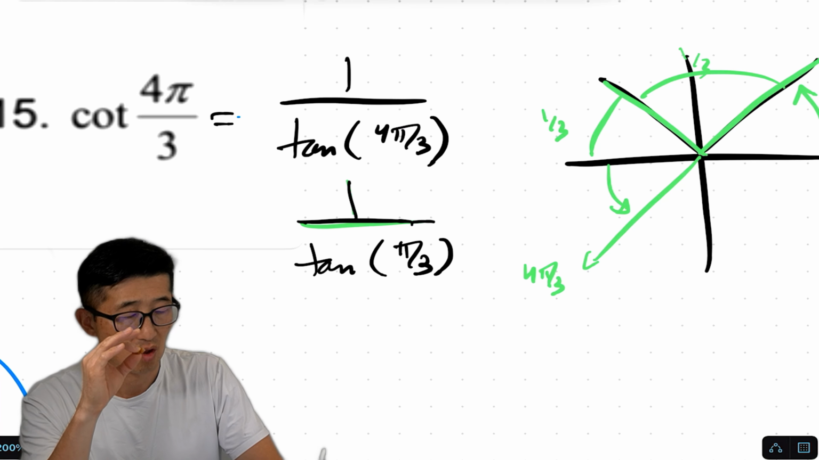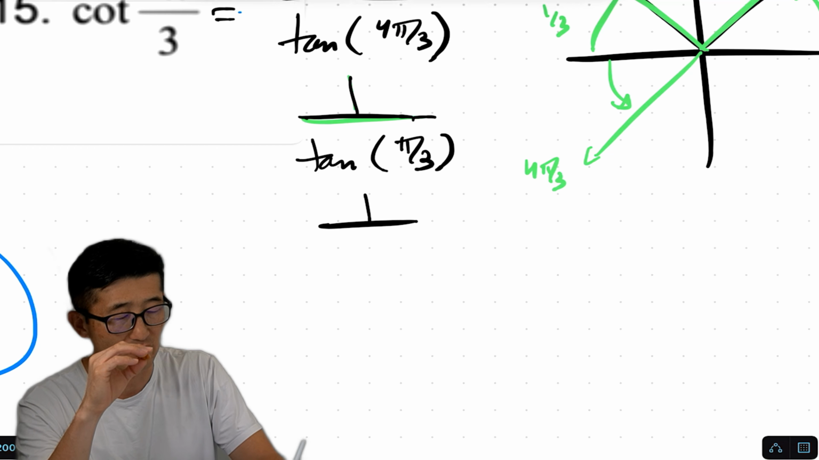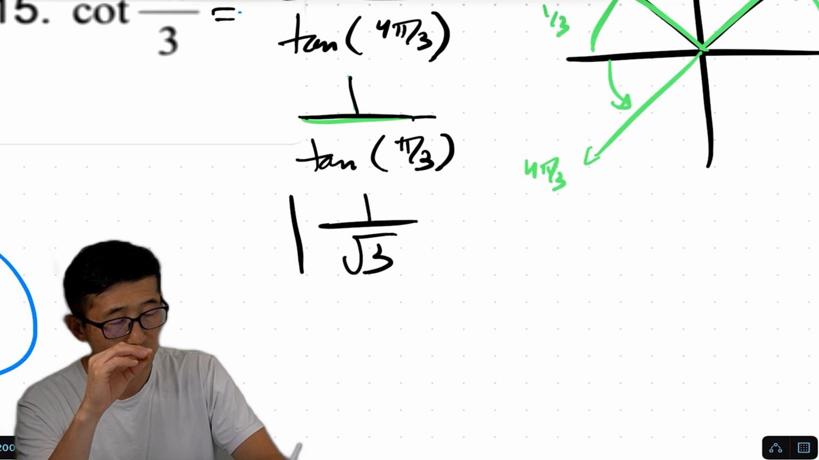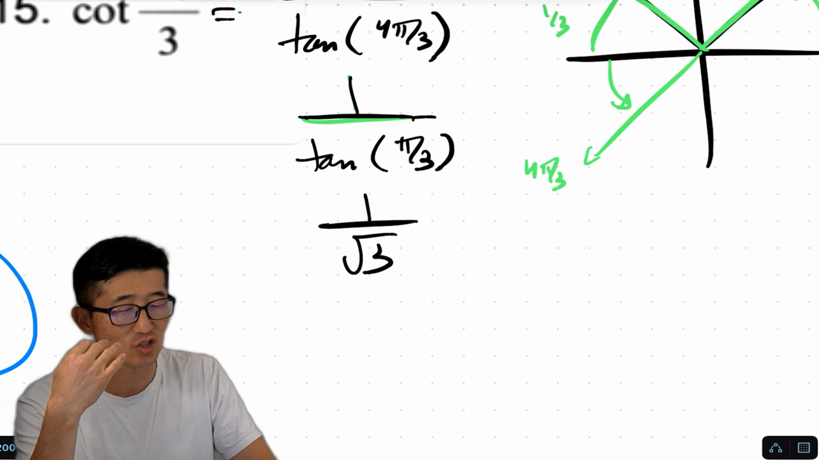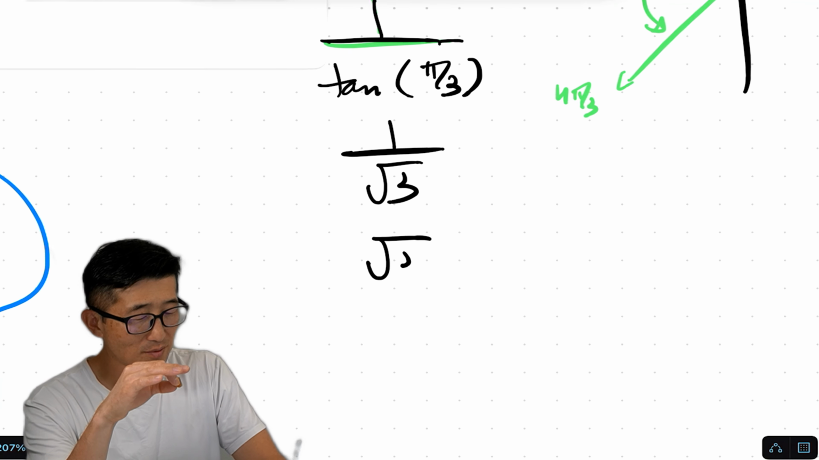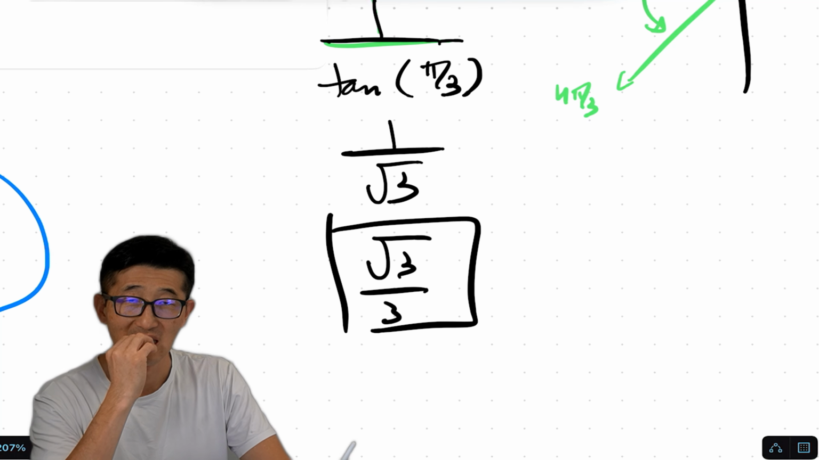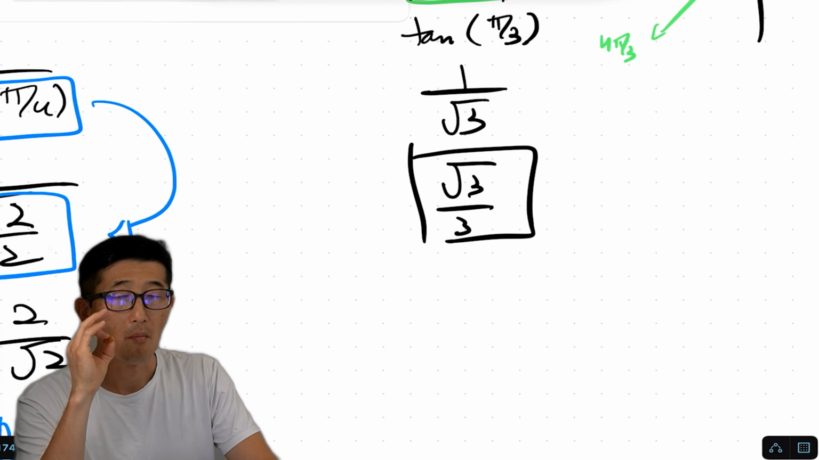Rad 3 over 3. No, it's not just rad 3. It's just rad what? Rad 3. Wait, check. You need to check. No, rad 3 is the bottom one. Pi over 3 is the bottom one.